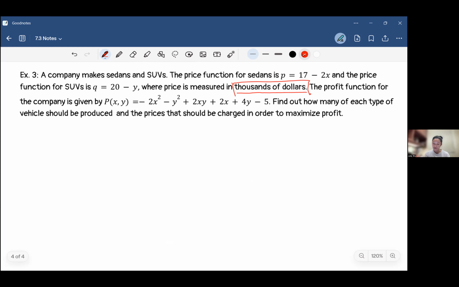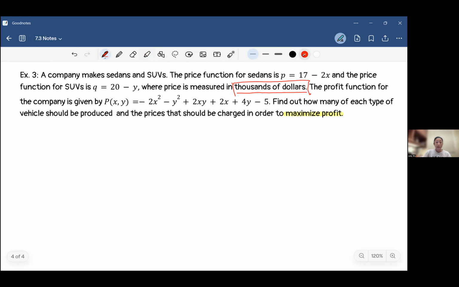Now, the profit function for the company is given by P of XY equals this long function. Find out how many of each type of vehicle should be produced and the prices that should be charged in order to maximize profit. Okay, this is exactly a scenario where we want to know how to make the most amount of money, right? This is important to companies. How do we make the most amount of money? We use calculus to help us figure out where that maximum is, okay?